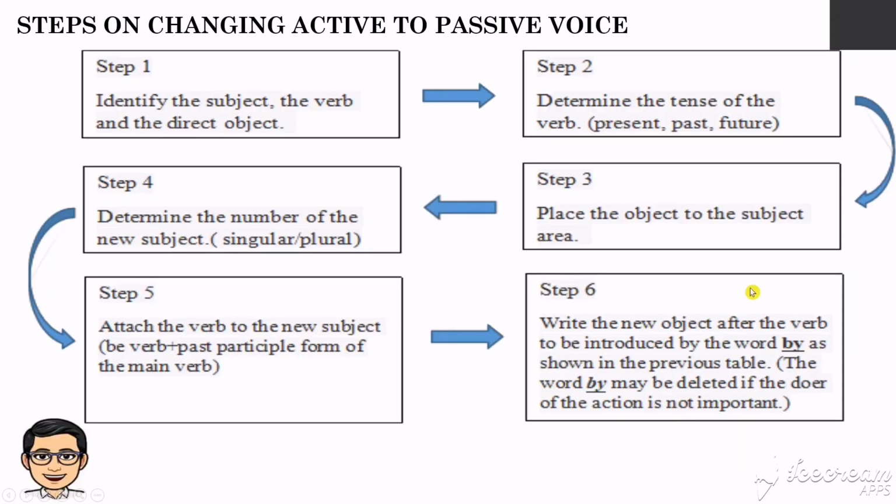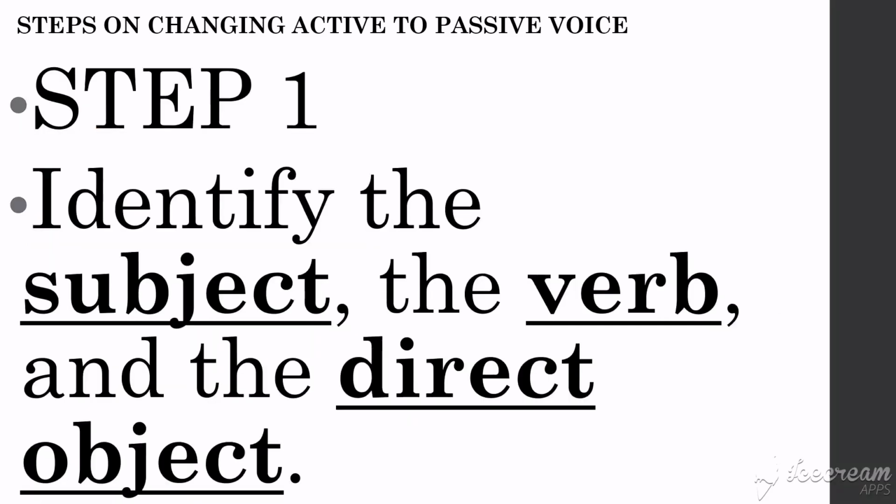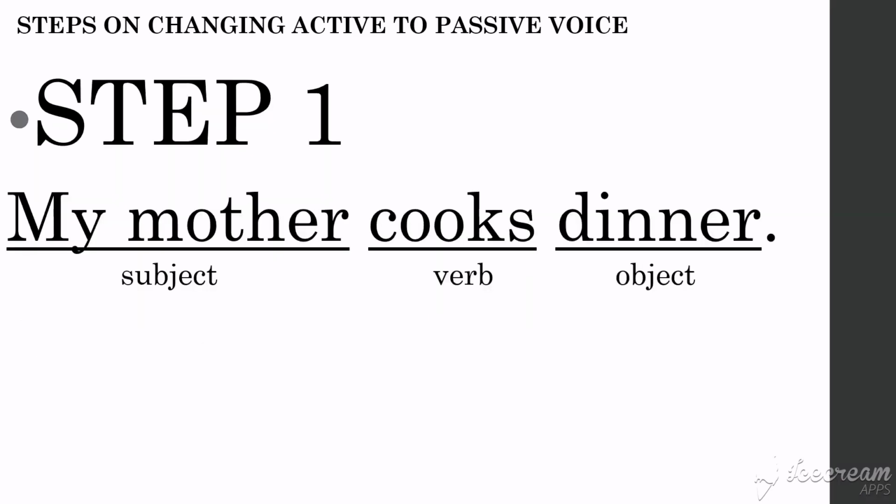Okay, so we are going to focus now on changing an active sentence, or active voice, to passive voice. We have here 6 steps on how we're able to change active voice to passive voice. Step 1: identify the subject, the verb, and then the direct object. For example, my mother cooks dinner. The subject here is my mother. The verb is cooks. And the object here is dinner. So that is the first step.